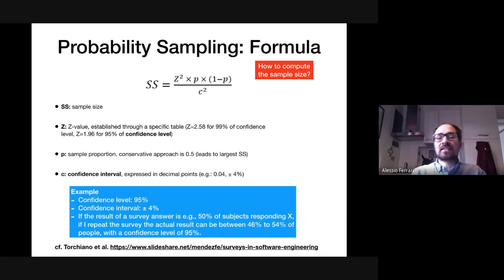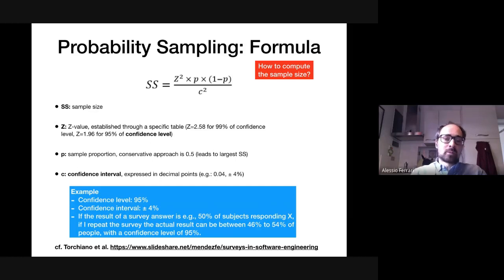In this case, associated to the confidence level that you choose, there is a Z value, a Z score. I'm not going through explaining the Z score, but consider that once you have chosen a confidence level, you have also an associated Z score. So this Z in the formula can be pre-decided.